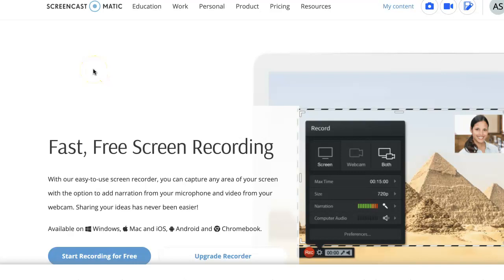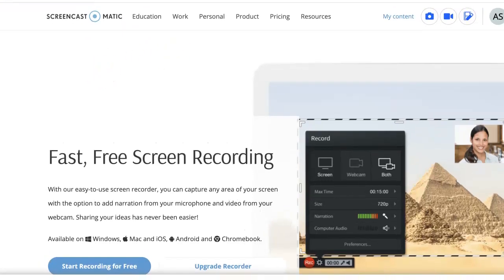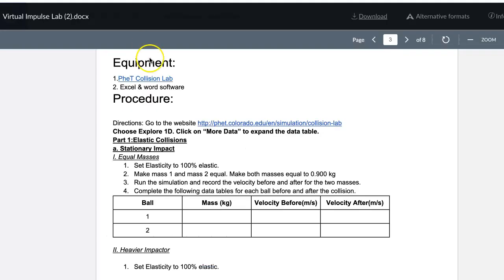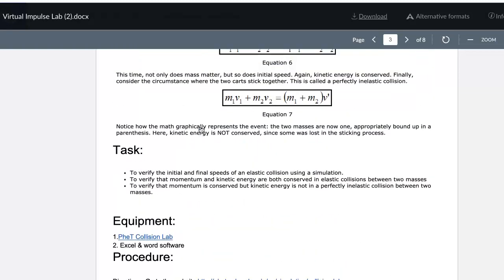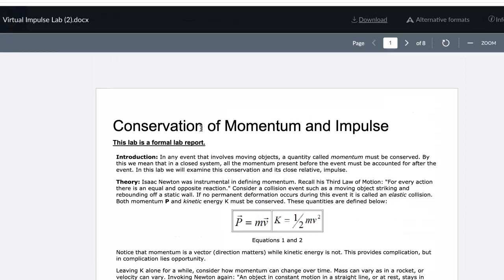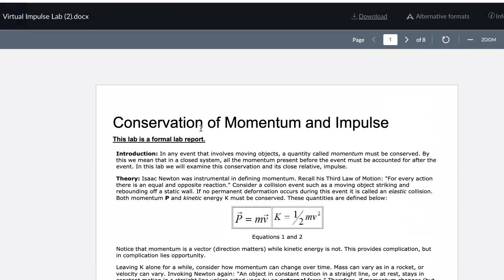Hi, good morning. Today we are going to study conservation of momentum and impulse, and this is going to be lab 8, which is the virtual impulse lab. We are going to run several collisions and check the total momentum of the system and also the total kinetic energy of the system.